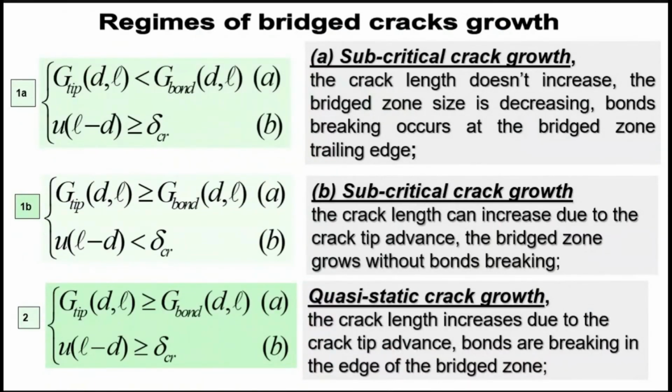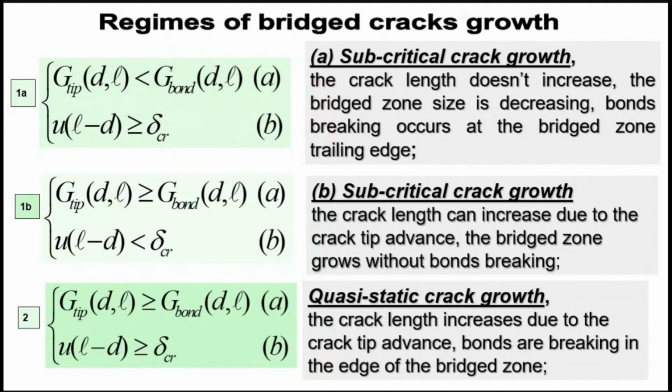Next slide, please. On the basis of this criterion, we may formulate regimes of the crack tip turning into actual bridged zone advancing. We have two subcritical crack growth cases, and one case is quasi-static crack growth.